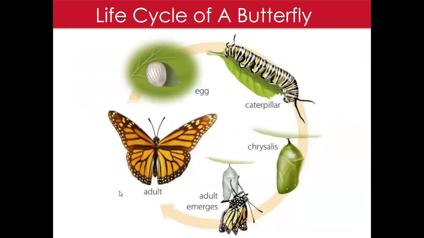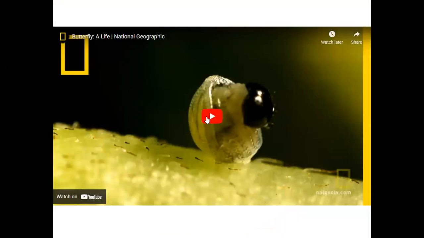Probably one of the most popular pollinators that we think about is the butterfly, right? This is just a quick little life cycle image of how the butterfly moves through its different stages, just to give you an idea of what it goes through and how important the natural environment is. Here's a quick video showing that process.